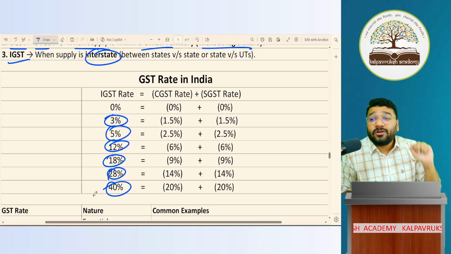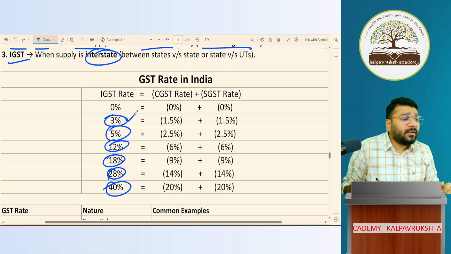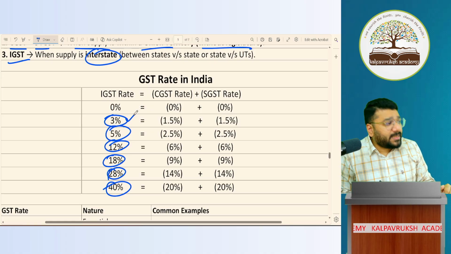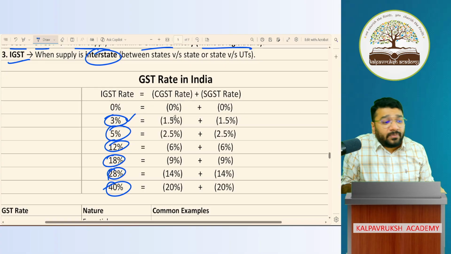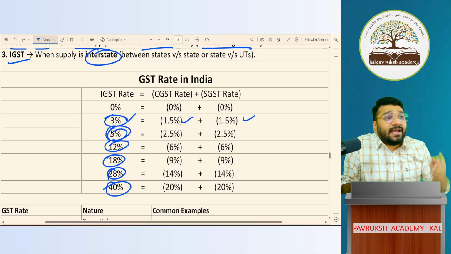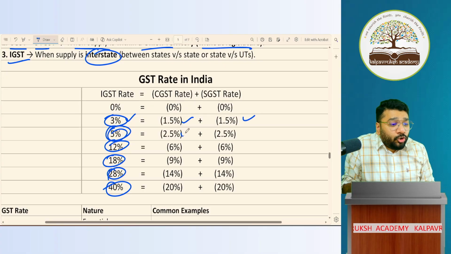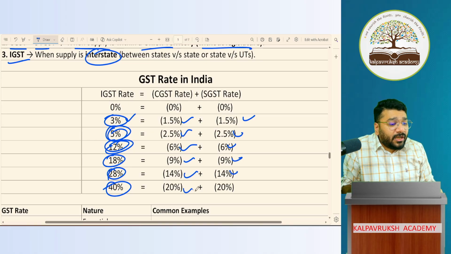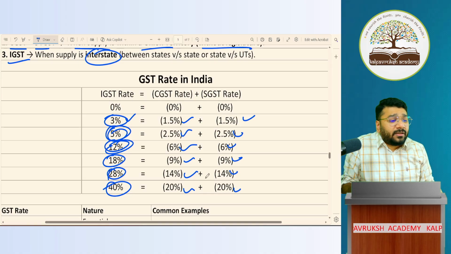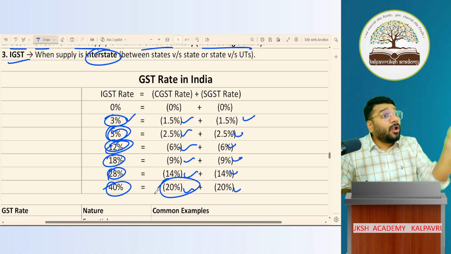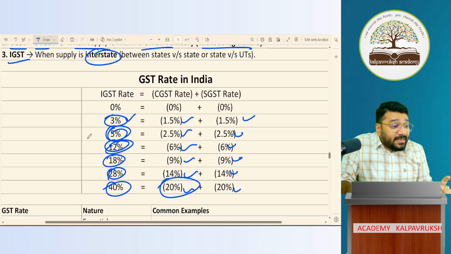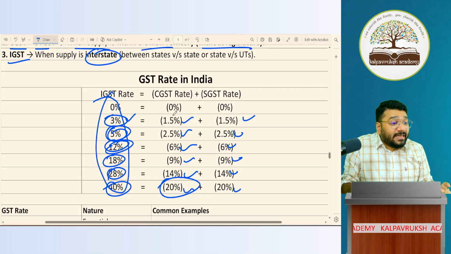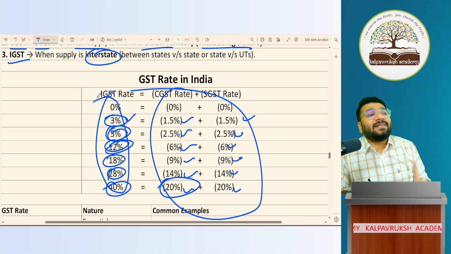50-50. On a product, if the GST rate is 3%, what is the equal split up? 1.5, 1.5. For 5, the equal split up is 2.5, 2.5. Half of 12 is 6. Half of 18 is 9. Half of 28 is 14. Half of 40 is 20. Sir, is 20% a GST rate? No. These are the GST rates; the split ups are not the rates.